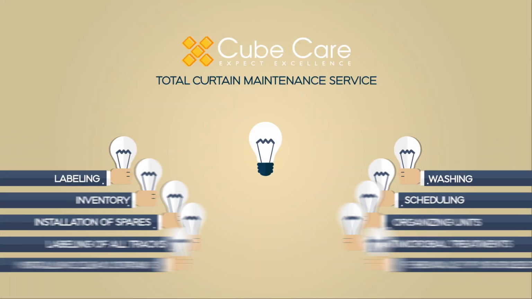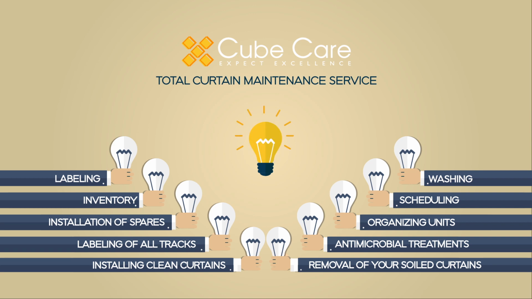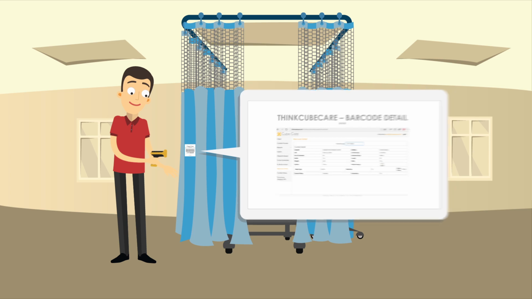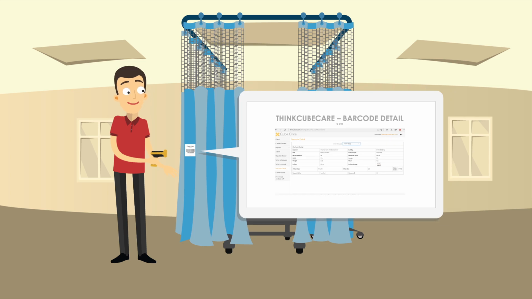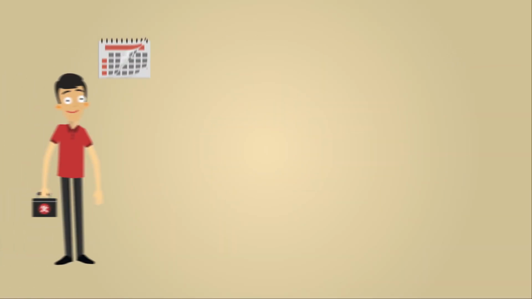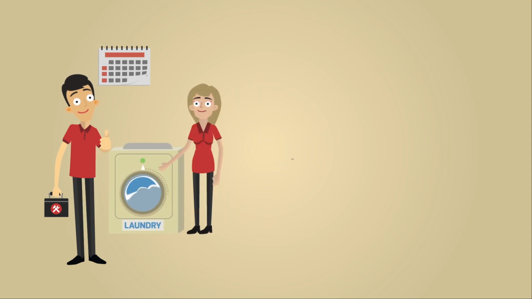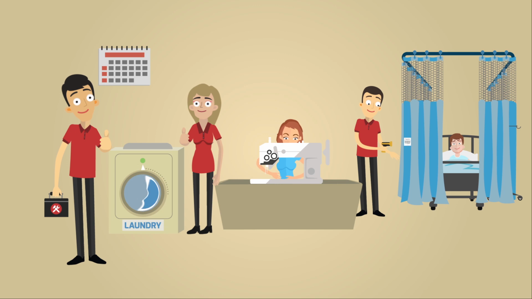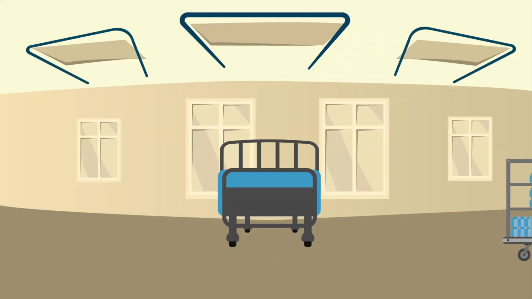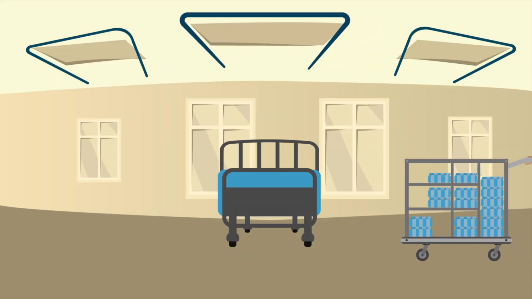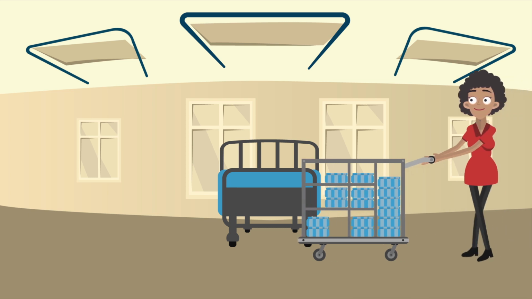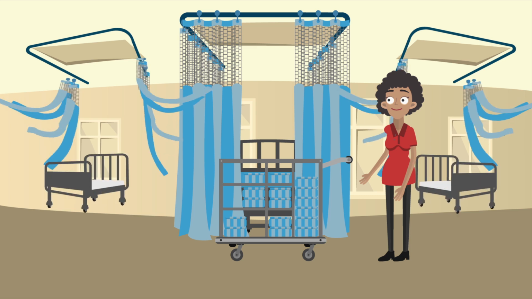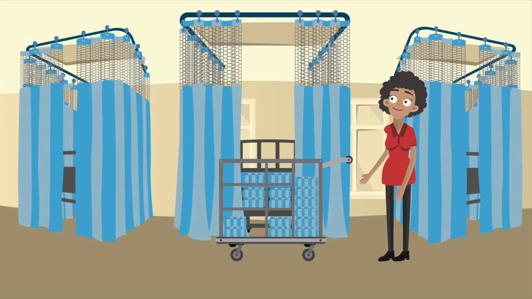So, what's involved with CubeCare's total curtain maintenance service? First, we create a unique barcode for each curtain and track that we install and maintain. Then, based on preset maintenance intervals, alerts are generated so that our expert team can ensure timely cleaning, repairs, alterations, and whatever work needs to be done for each curtain. And if you don't have enough spare curtains on site to use while yours is being serviced, CubeCare will provide spares to help minimize any disruption in serving patients and maintain a uniform look throughout your facility.